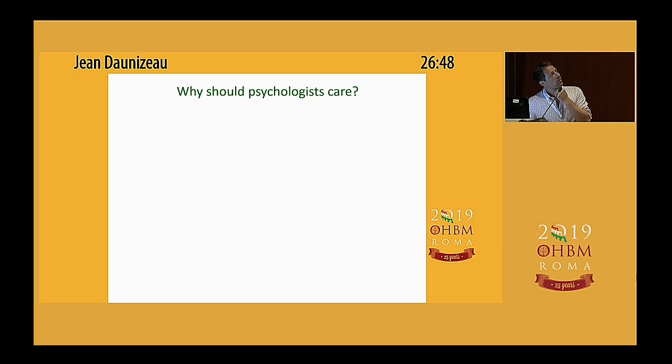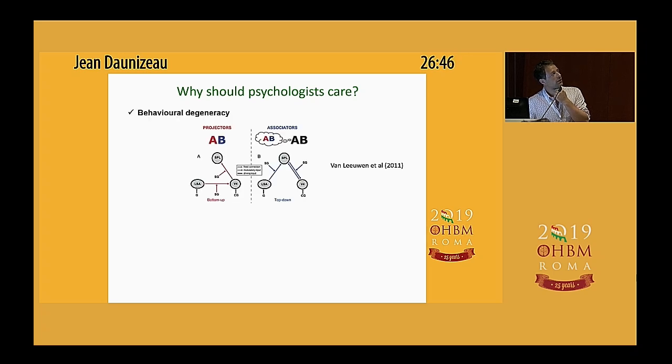So there's the dual question: why should psychologists care? One aspect of that question relates again to the fact that there is this form of behavioral degeneracy. This is a study of synesthetes. Synesthetes are people who associate letters with colors, for example. This is an fMRI study showing that two sorts of synesthesia occur depending on the type of network that underlies this behavior. So there is a degeneracy in the sense that different physiological states or anatomical circuits can lead to the same behavioral phenotype.